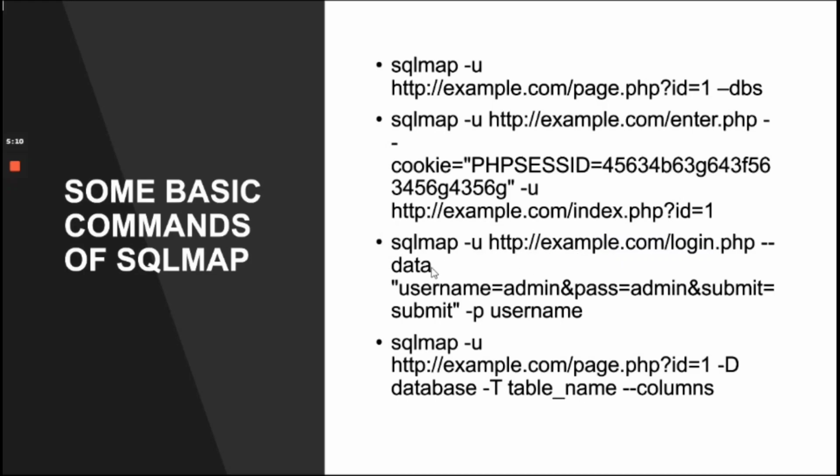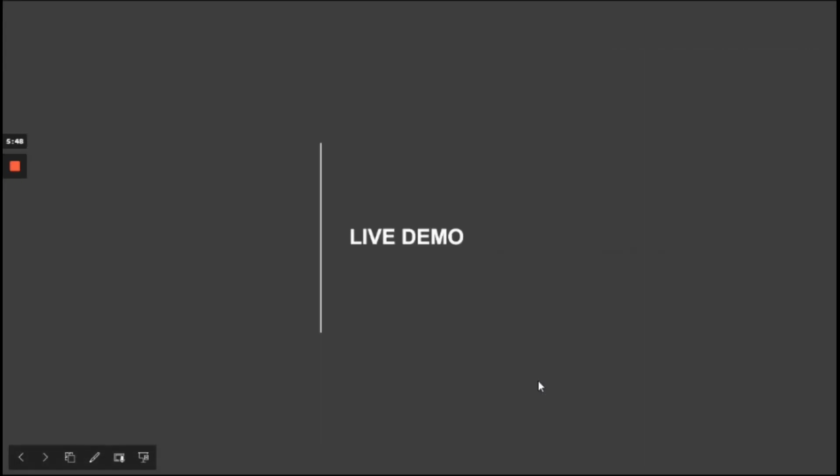The third command gives information about the data. With the data, we specify the username parameter, then the password parameter. After using these two parameters, we will get the username as well as the password information. It can be any admin user also. Then sqlmap -u -D database -T table name --columns. This fourth command will give the details about the database name, table name as well as the columns. So this is about the basic commands.